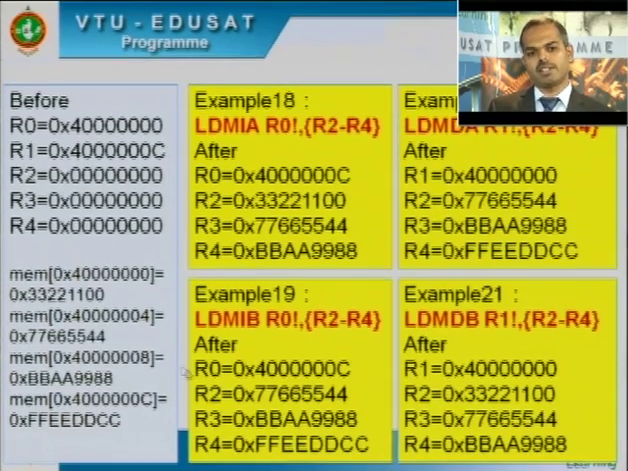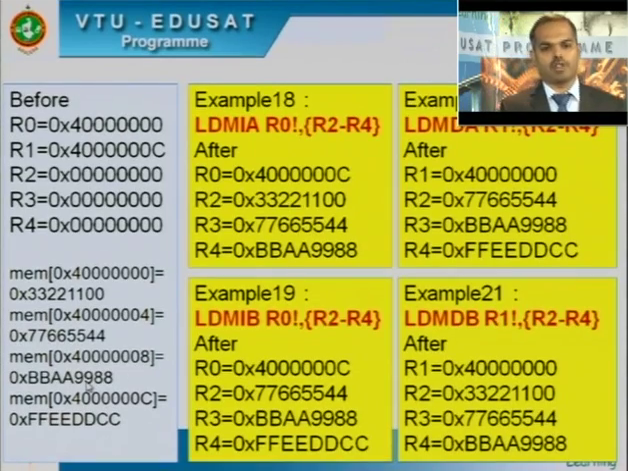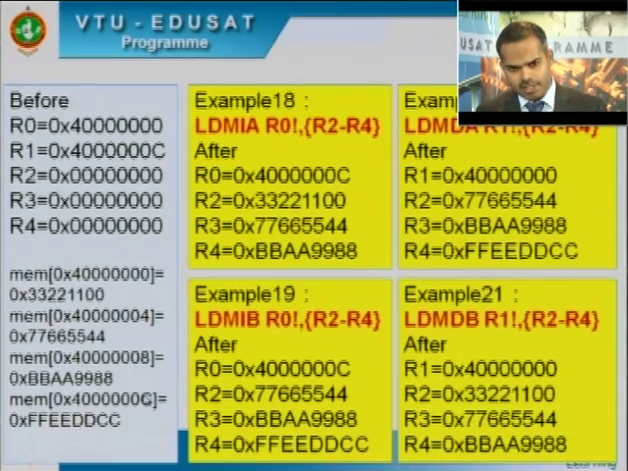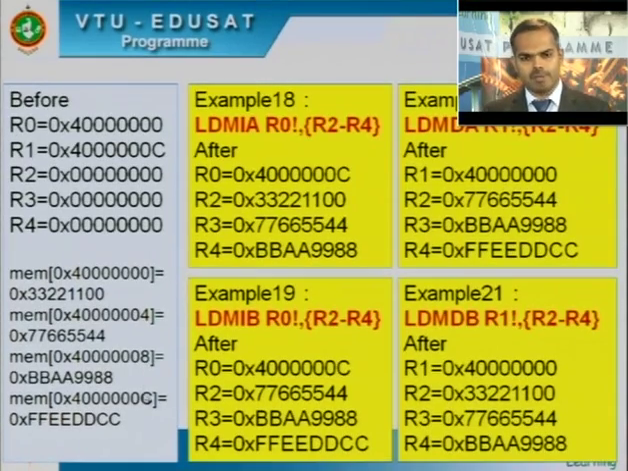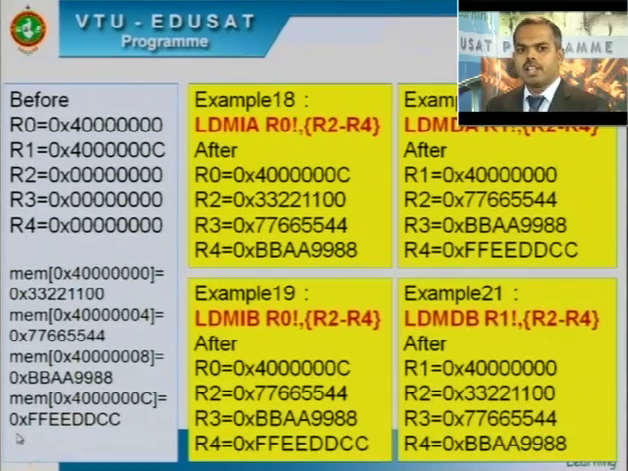Then it increments to the next value, that is 08, and copies that value to R3. Then again it increments by 4. This all increments by 4 because it is a 32-bit operation, or word manipulation. So the next value is 0x4 followed by 6 zeros and C. That holds the memory content FF, EE, DD, CC, which gets copied to R4.